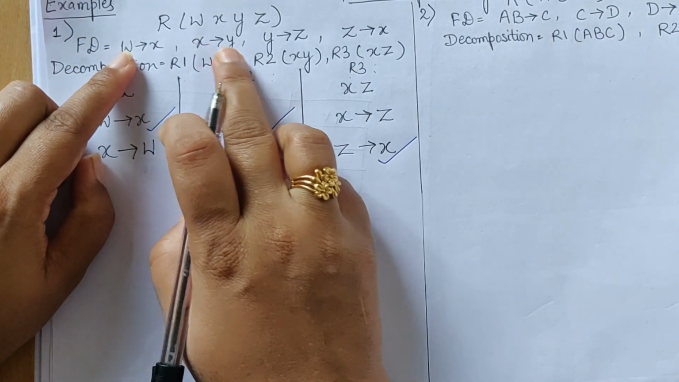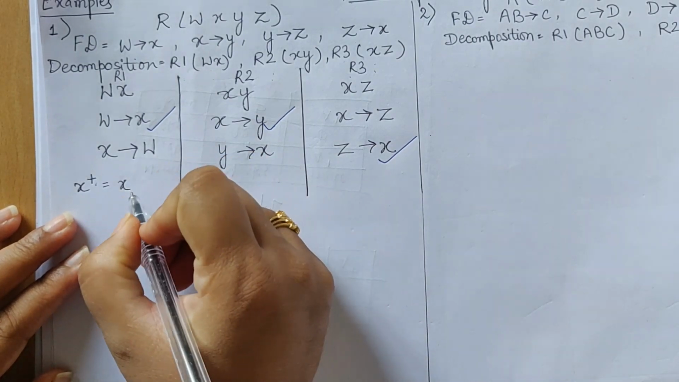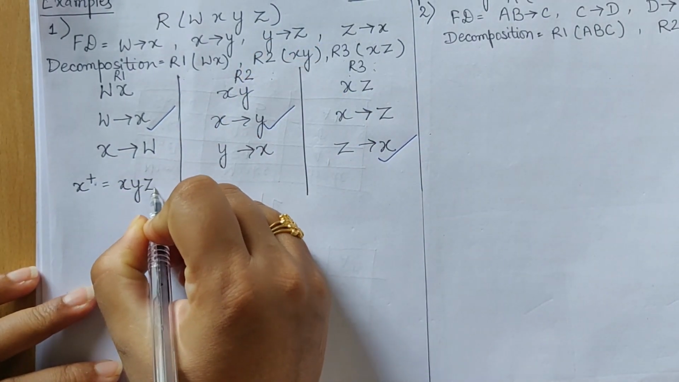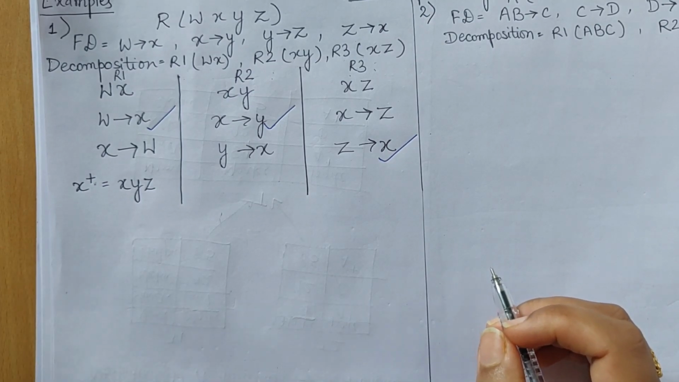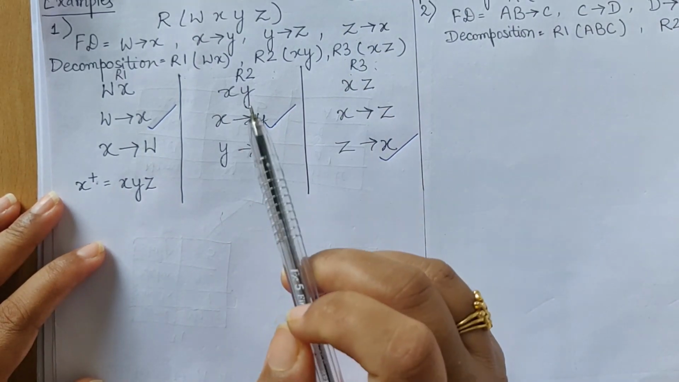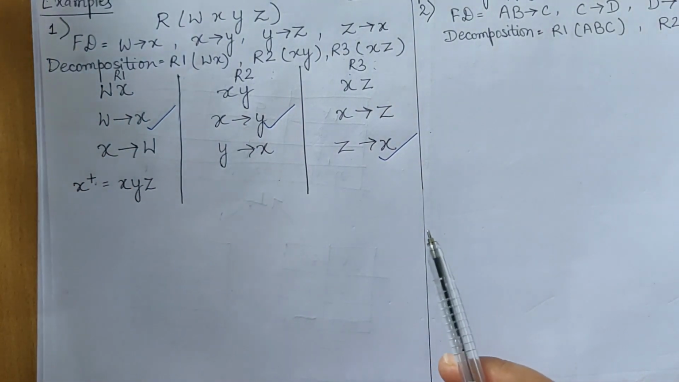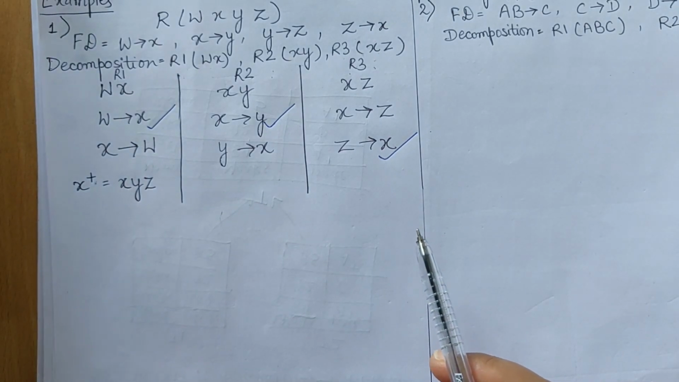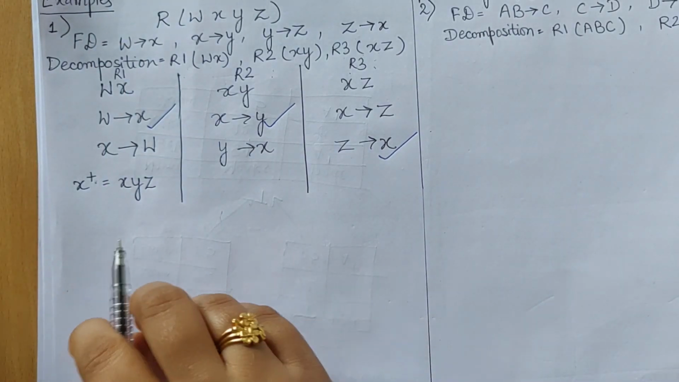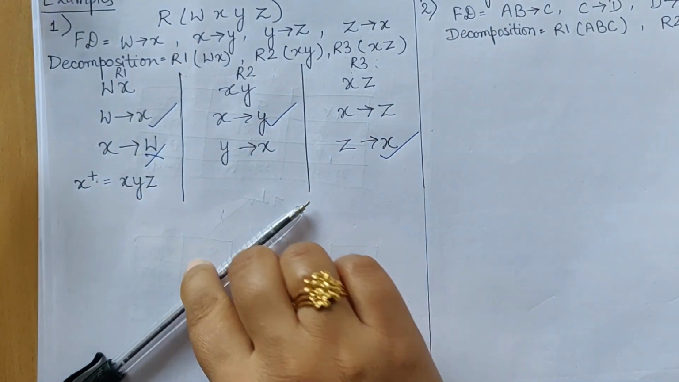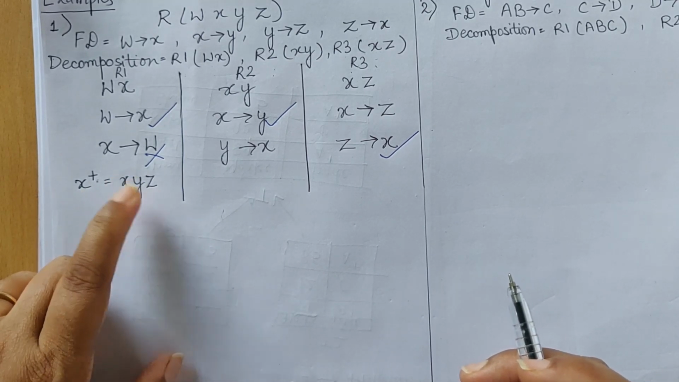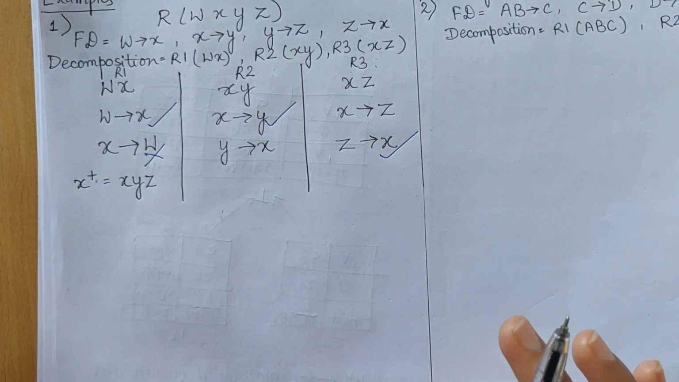Here X determines Y, and of course X can determine X. So I am writing X determines X, X determines Y. Now Y determines Z, so I am writing Y determines Z, and Z determines X again, which is already written, but there is no chance that X determines W. Even when taking the closure, I am not getting W in the closure of X. That means this dependency will not hold true. This is a false dependency.